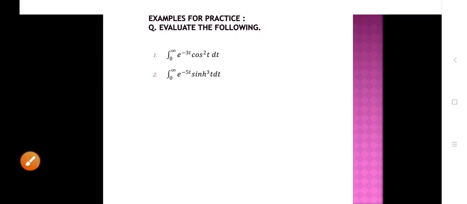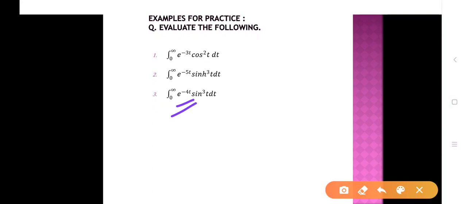So here surely the function is cos square t. So you have to first find the Laplace transform of cos square t, and in that result you have to put s equal to 3. Next example, e raised to minus 5t sinh cube of t dt. Here s is 5 and the function is sinh cube t. So find the Laplace transform of sinh cube t and then in that result put s equal to 5.